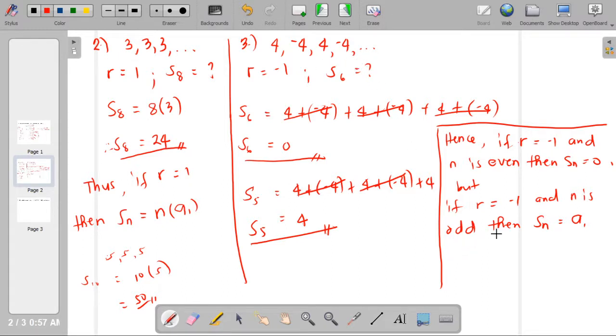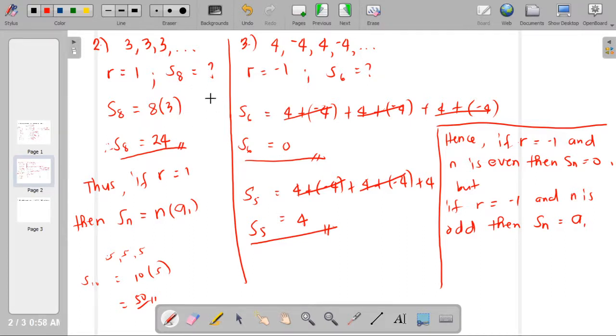If it is not even, it works the same way. If n is odd, then your S sub n is equal to A sub 1. So for 573 terms, if you add them, what is your S sub 573? That is just equal to 4. So it's as simple as that.